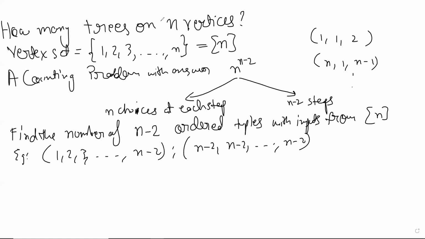So this is the simplest problem whose answer is n to the power n minus 2. Because for each place, for each coordinate, you have n choices. And then n minus 2 of them. So n times n times n times n, just independent, n to the power n minus 2.